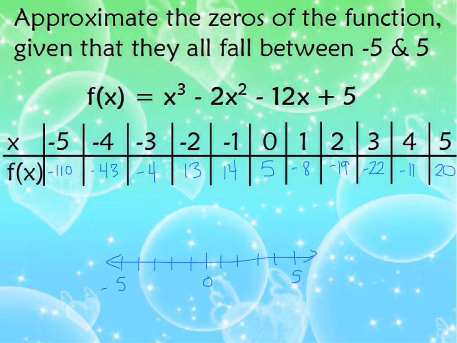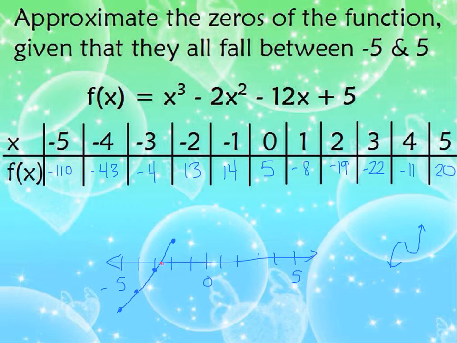Now it's a cubic, so I know it kind of looks like this, right? So basically what's happening is at -5, I'm way down here at -10. And at -4, I'm at -43. And at -3, I'm at -4. And all of a sudden at -2, I'm up here at 13. Well, the only way to go from this negative y value to this positive y value is to have crossed the x-axis in there, meaning that I just created a 0.